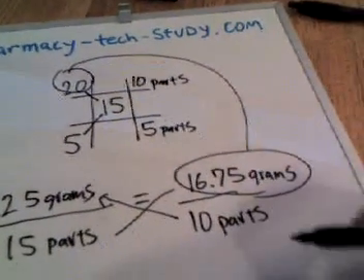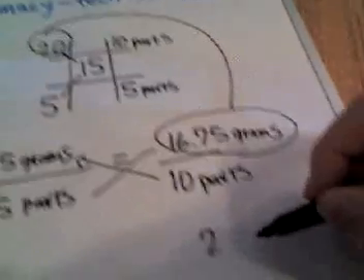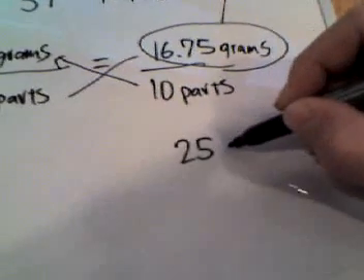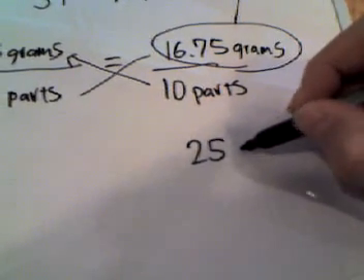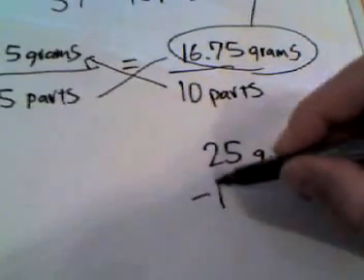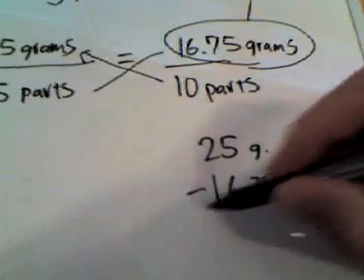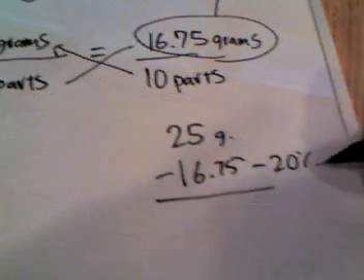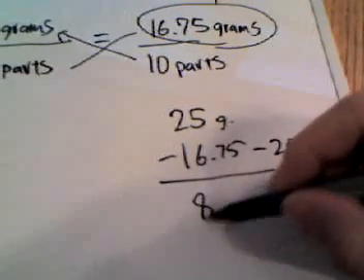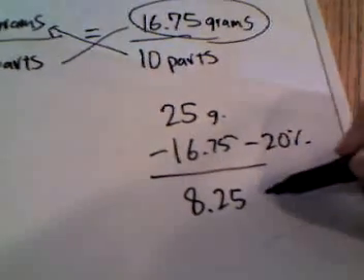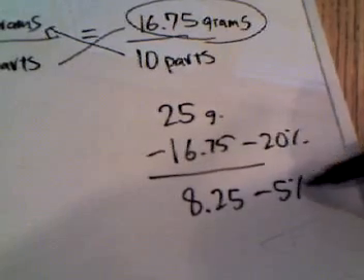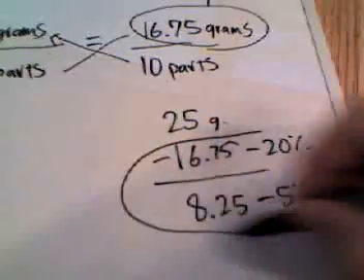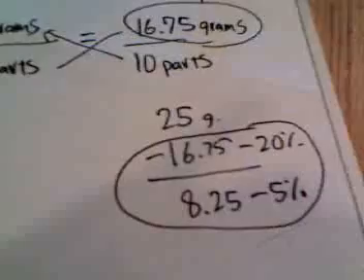Now if you wanted to figure out the rest of the problem, what you could do is take the total that you needed in grams and subtract the 16.75, which you're going to be using of the 20%, and the answer there would tell you how much of the 5% you would use. And that is it.